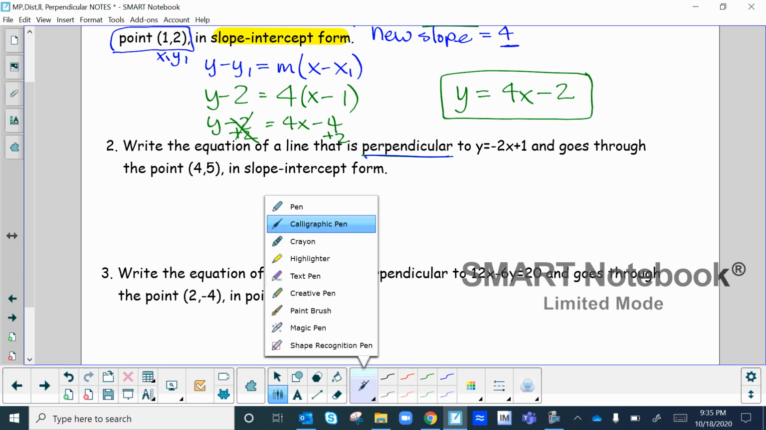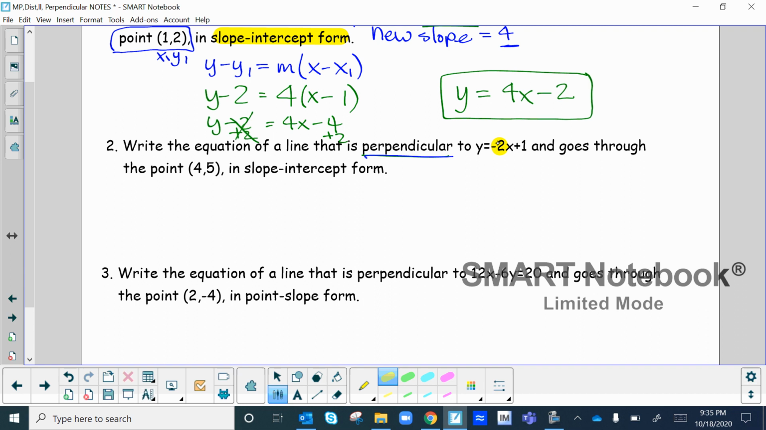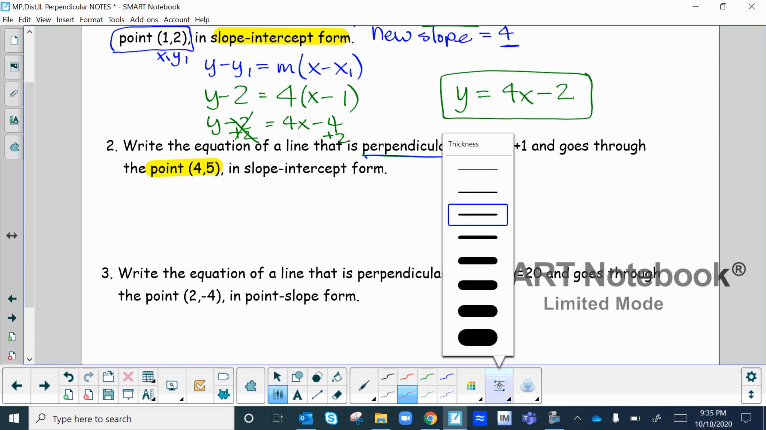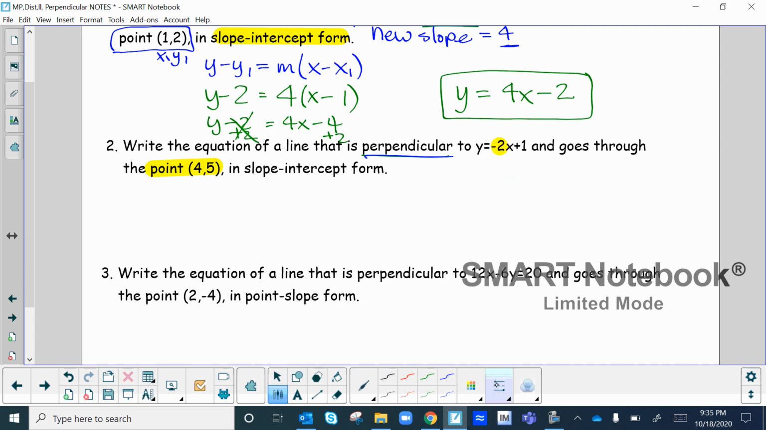So I want to highlight that slope right here. Okay, so -2. And then this one's going to go through the point (4, 5). So I'm going to use this point, and then I'm going to figure out what the new slope is. So what is the new slope? The new slope is going to be the opposite reciprocal of -2. So what's the opposite of negative? Positive. Okay, so it's going to be a positive value.